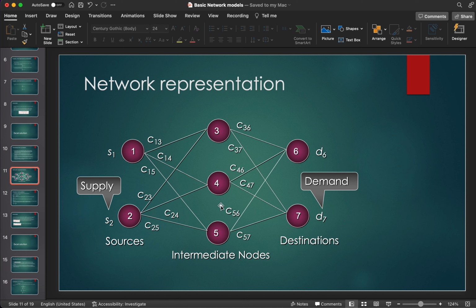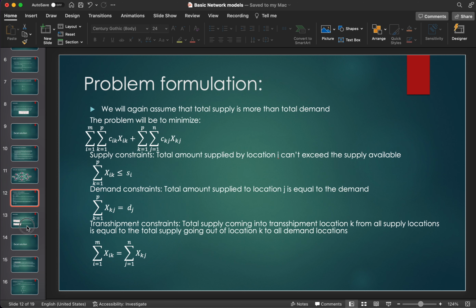Similarly, for the transshipment locations, all the supply coming in should be equal to all the supply going out. So for node 3, it will be x13 plus x23, that's all the supply coming in, should be equal to x36 plus x37, that's all the supply going out. So everything coming in should be equal to everything going out. That way, the transshipment locations are balanced. You cannot have inventory left over at the transshipment locations, right? So you have supply constraints, you have demand constraints, and you have transshipment constraints, right?